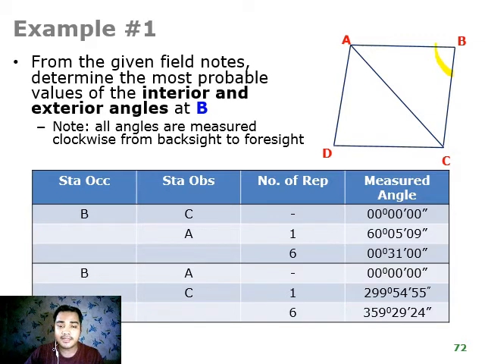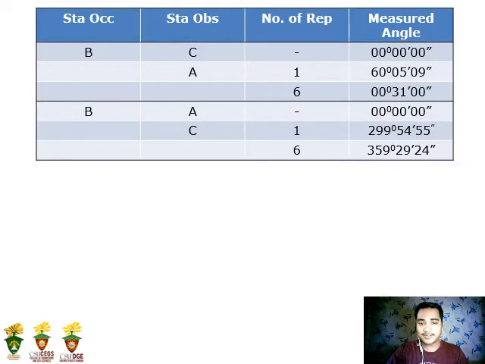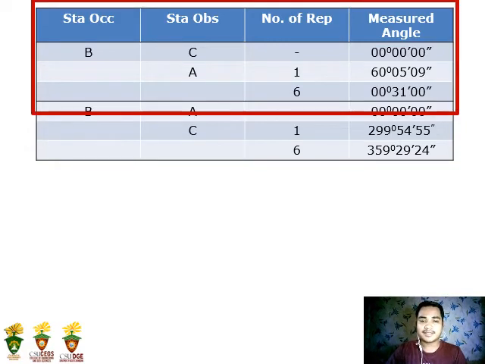Station occupied B, observe is C to A, number of repetition, and measured angle. So we will solve this in the next slide. First, we will calculate the interior angle, which is the one on top, where the station occupied is station B. The observed stations are station C and station A.